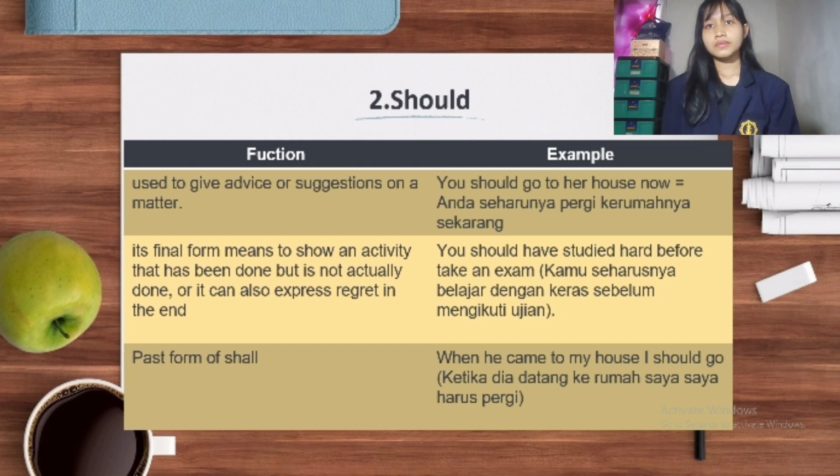Function of should. For the first one, it is used to give advice or suggestion on a matter. For example, you should go to her house now. And the second function is a perfect form meant to show an activity that has been done but is not actually done. Or it can also express regret in the end.